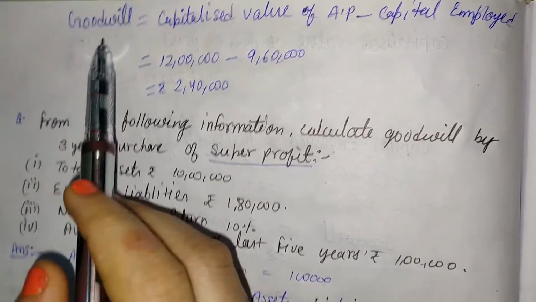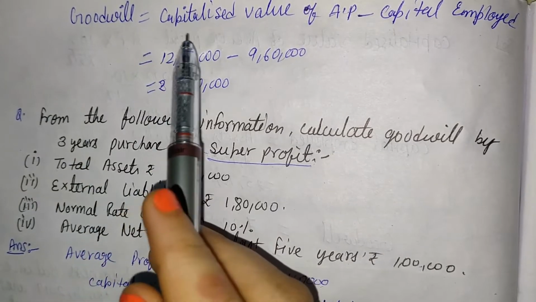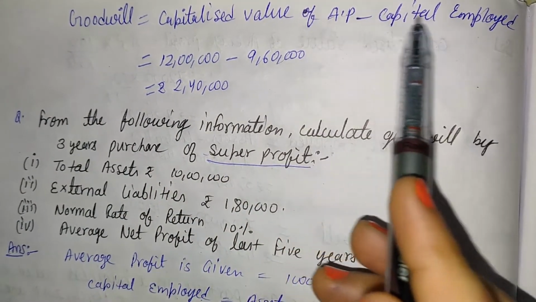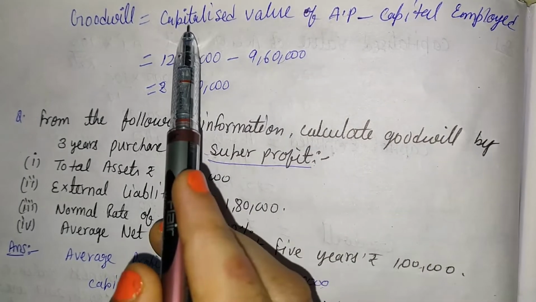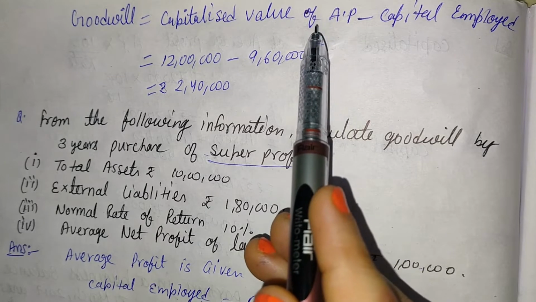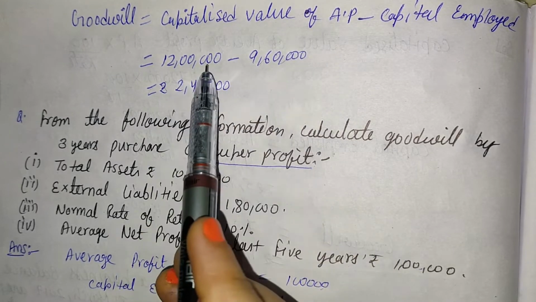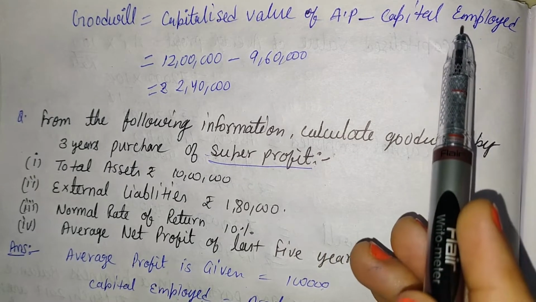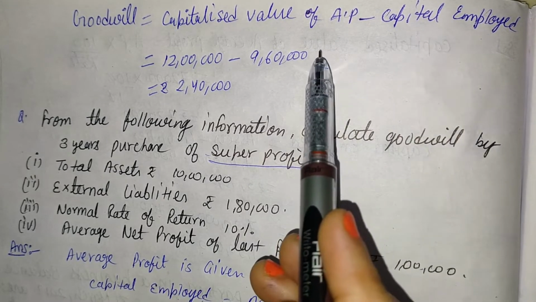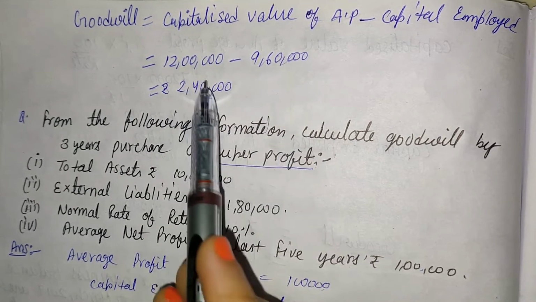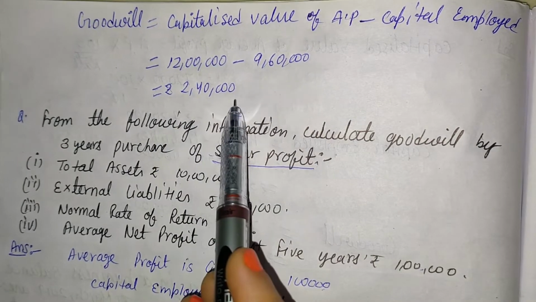Now the third step is goodwill. Goodwill is equal to capitalized value of average profit minus capital employed. Here capitalized value of average profit that we had already calculated, that is rupees 12 lakh, minus capital employed that we had already calculated, that is rupees 9,60,000. After that we are getting 2,40,000.